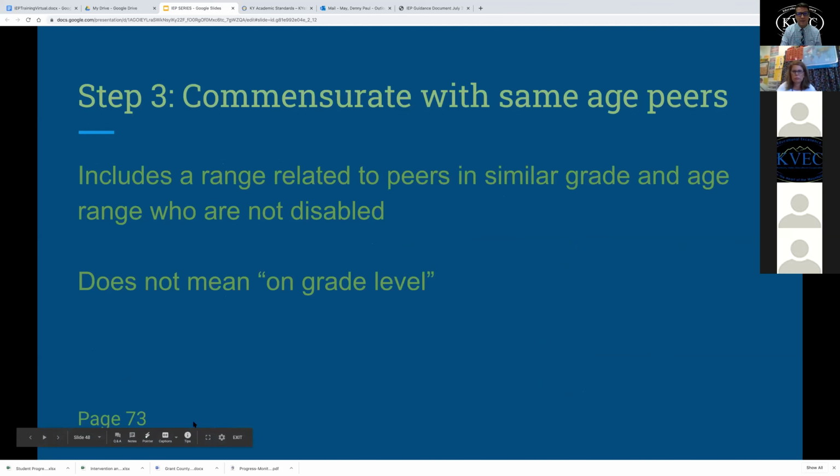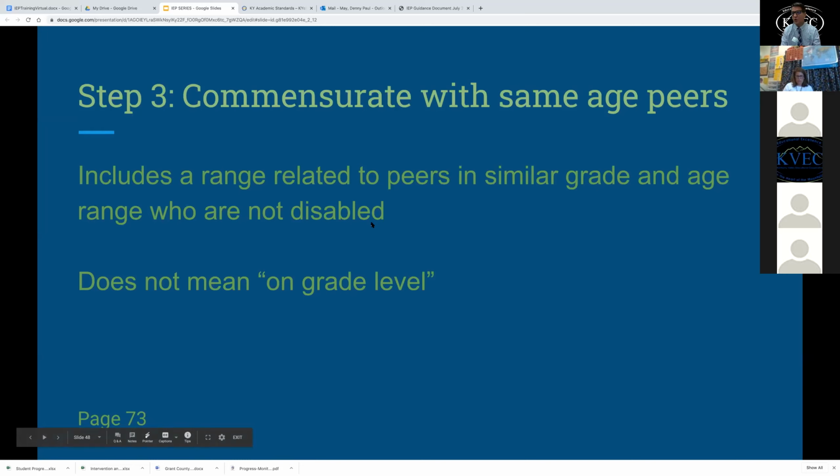So going right on, step 3, commensurate with same age peers. This includes a range related to peers in similar grade and age range who are not disabled. So what we're saying here is you don't have to say they're performing just like a 4th grader. It's a similar grade range. It's a similar performance range. It can be similar to that to be commensurate. Doesn't have to be exact. Does not mean they're on grade level either. And that's on page 73 of your guidance document. And you can read further on that.